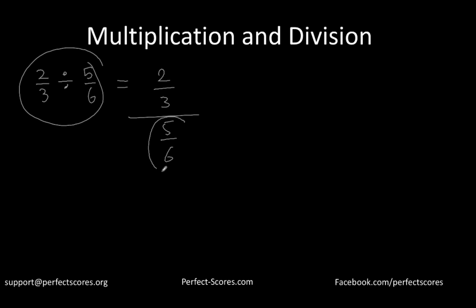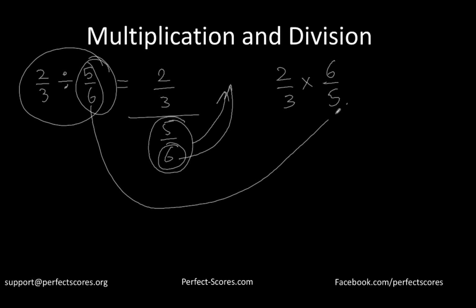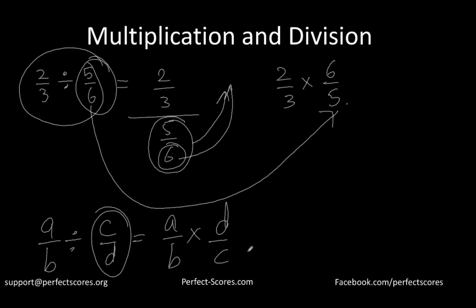Imagine what will happen to this 5 by 6. When it goes there, the 6 will go at the top. So you will have 2 by 3 into 6 by 5. This 5 by 6 actually became 6 by 5. So whenever you divide two fractions, a by b divided by c by d will become a by b into d by c. It is going to become the reciprocal of that.